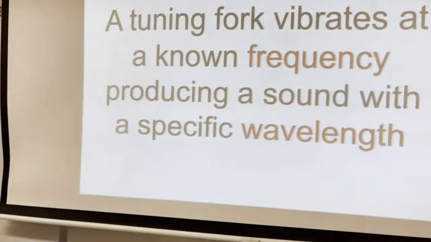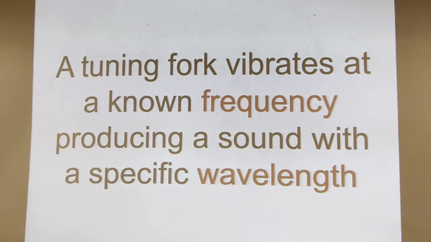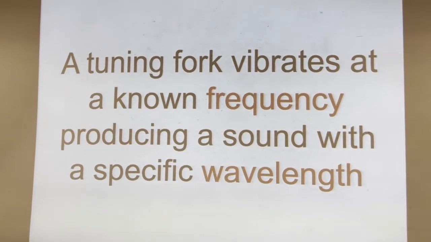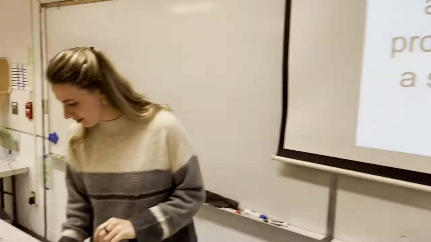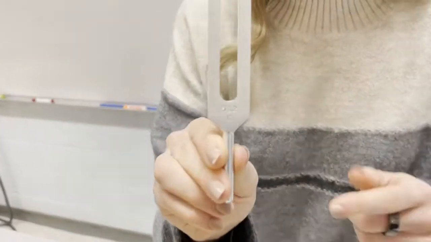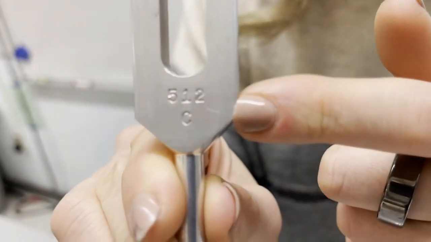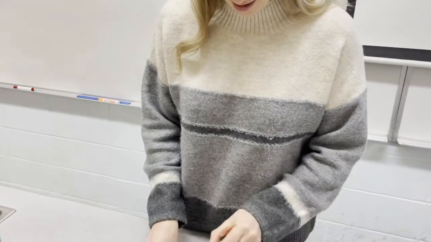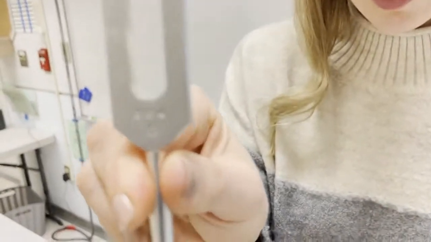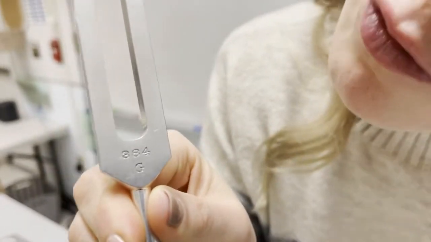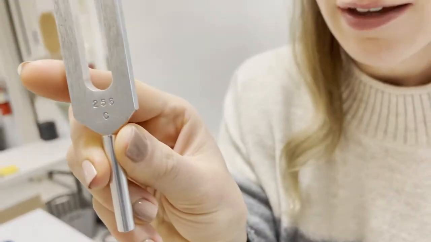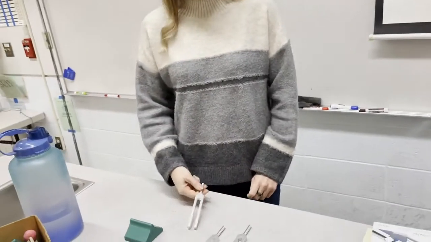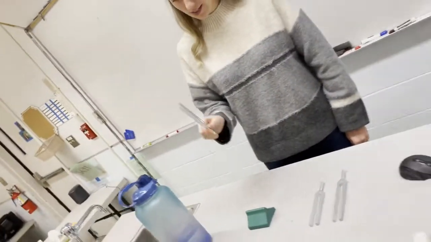First thing I want to talk about is my tuning forks here. A tuning fork vibrates at a known frequency, producing a sound with a specific wavelength. And you can see the frequencies on here: 512 hertz, 384 cycles per second, and 256 cycles per second. So you can smack this one.